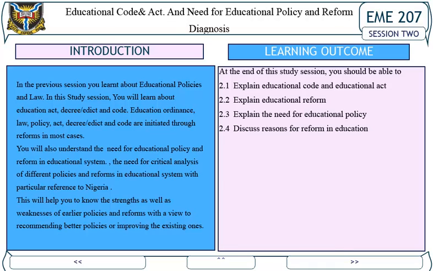Learning outcomes for Study Session 2. At the end of this study session, you should be able to: explain educational code and educational act, explain educational reform, explain the need for educational policy, and discuss reasons for reform in education.